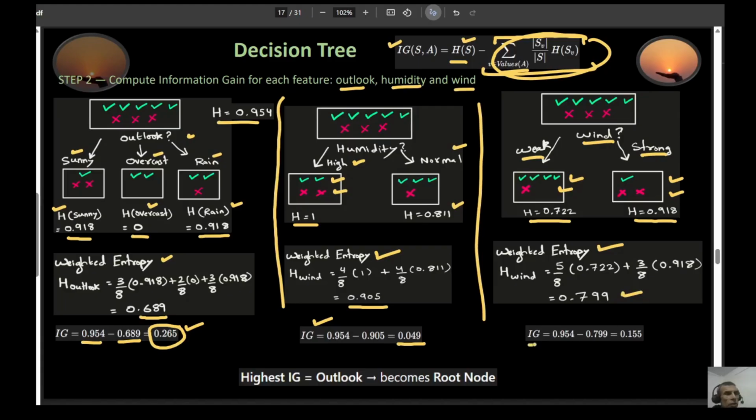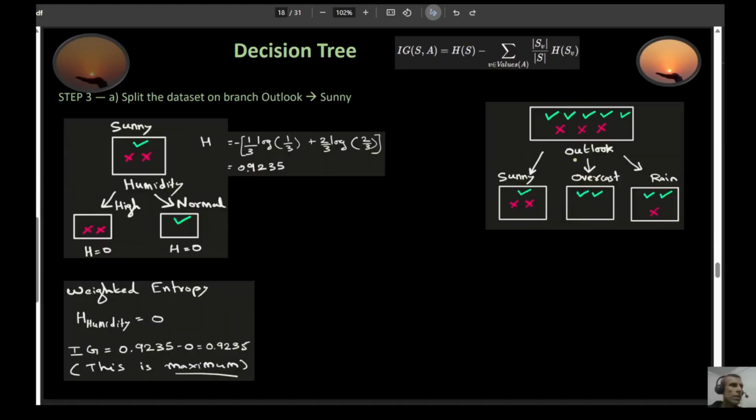So your information gain along this is 0.155. Here, your information gain is maximum for outlook. That would be this right here. So information gain is maximum. That means this becomes your root node. So this is how my decision tree looks like right now.